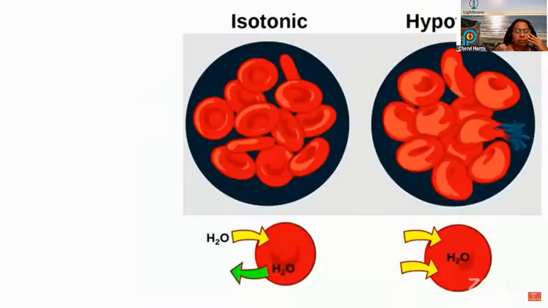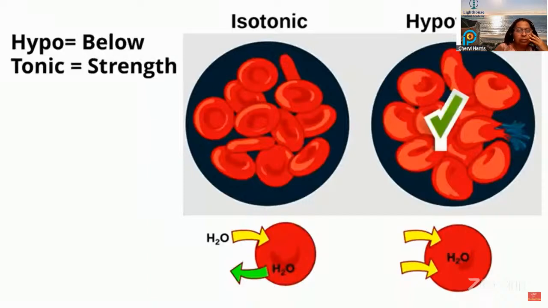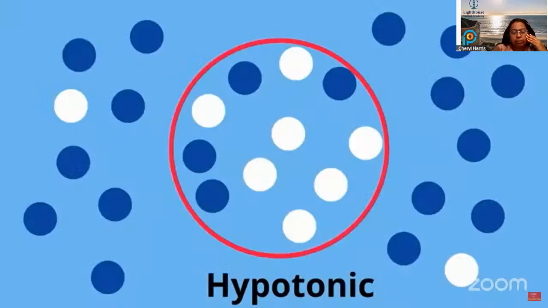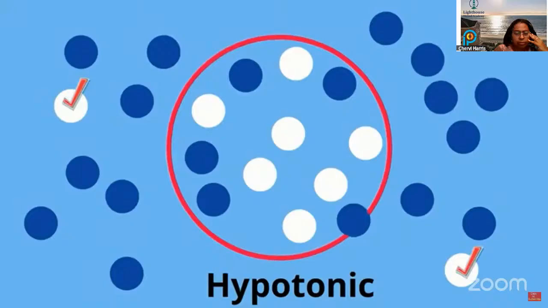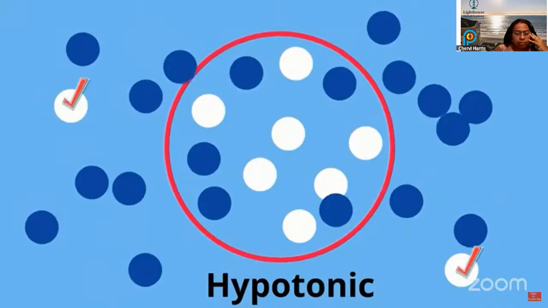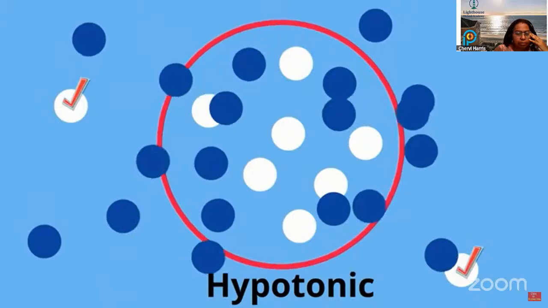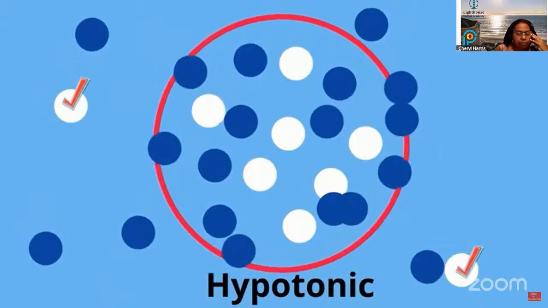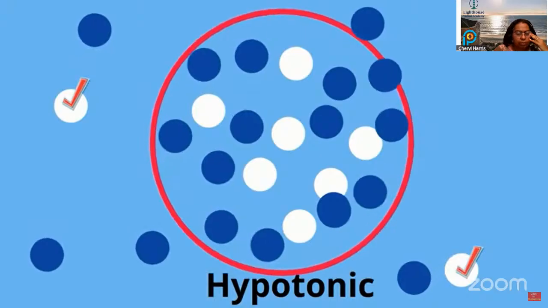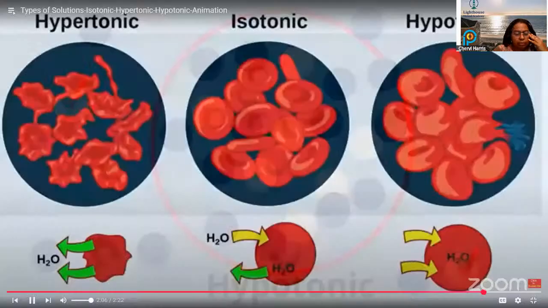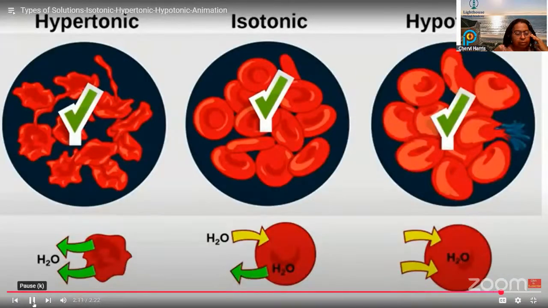Now, hypotonic, hypo meaning below, tonic meaning strength, and notice there is very little solute outside the cell, and a higher concentration of solvent outside the cell. So the solvent flows into the cell, remember high to low, and the cell will expand. I hope that's been helpful in knowing the difference between isotonic, hypertonic, and hypotonic.